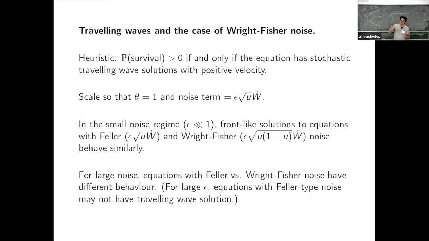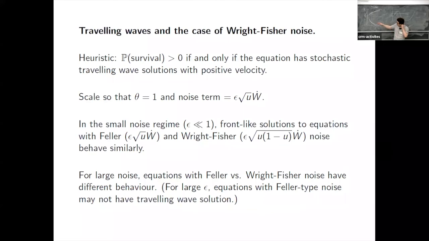And again, that's coming from the fact that the Feller noise is going to adversely affect the 1 state, but not the 0 state. So there is some work. I think Lea has a paper with Carl Mueller and Leighton Mitnick on reaction diffusion equations in the large noise regime, with Wright-Fisher noise, studying the asymptotic wave speed velocity as the noise intensity goes to infinity rather than 0. So that's very interesting work.